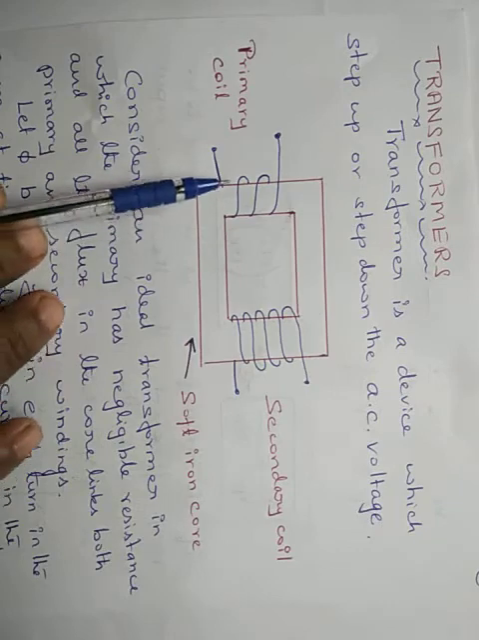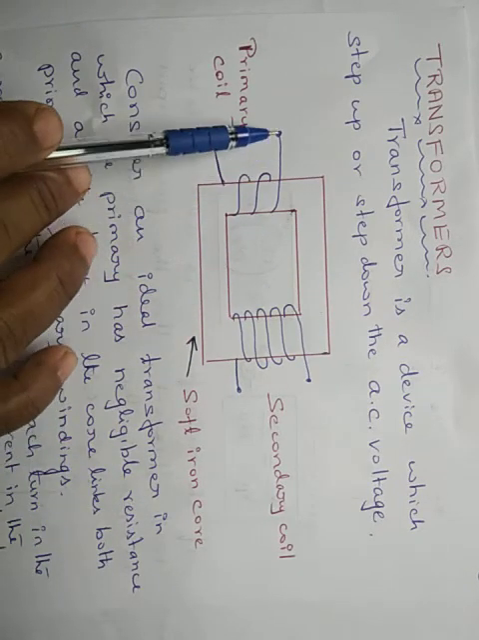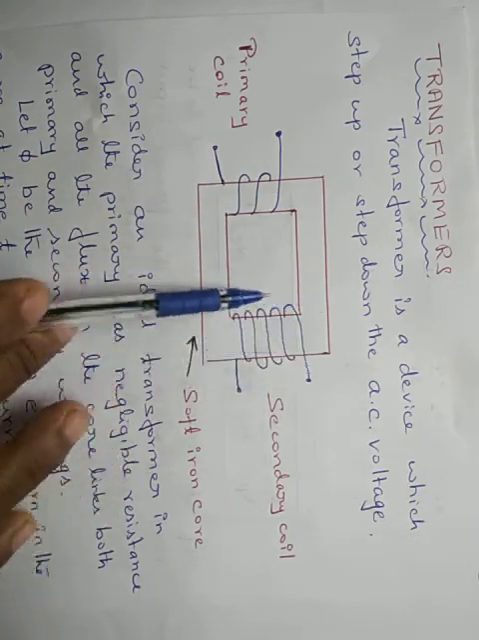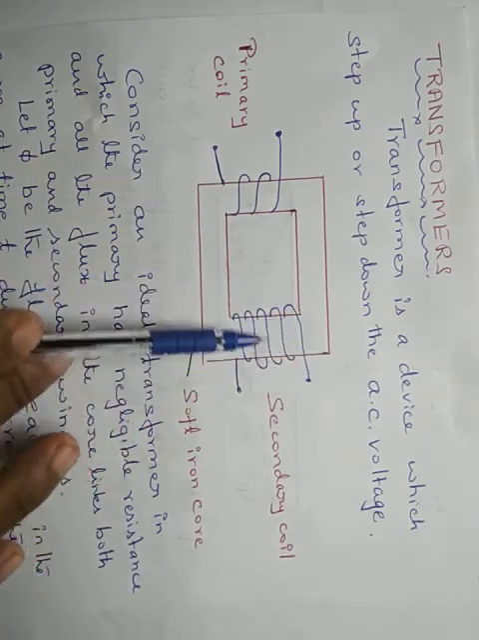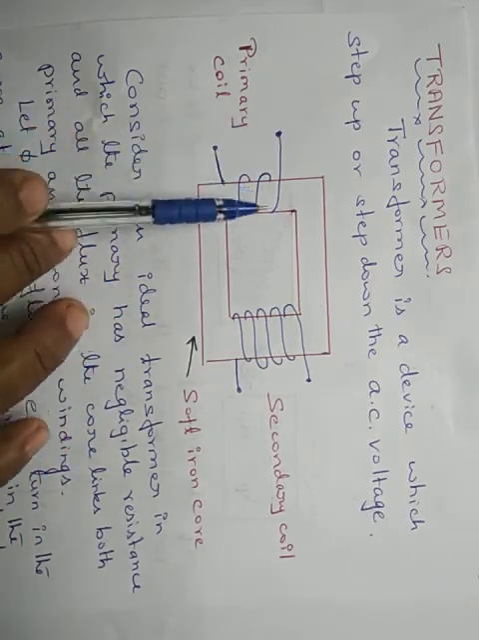So, this is a simple diagram for a transformer. This is a soft iron core on which copper coils are wound. These are insulated coils.